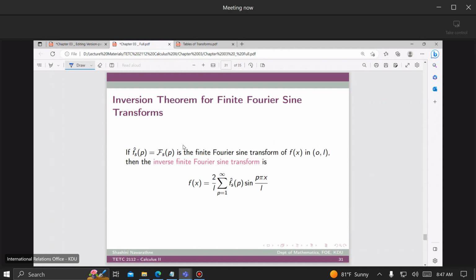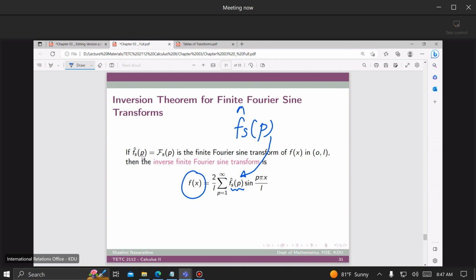So you need to use this one: 2 over L, summation from p equals 1 to infinity, f hat s p, sin p pi x over L. Here f hat s p is the given formula. If f hat s p, the finite Fourier sine transform of some respective function, is given, then substitute that here. With that you can obtain this function f of x.